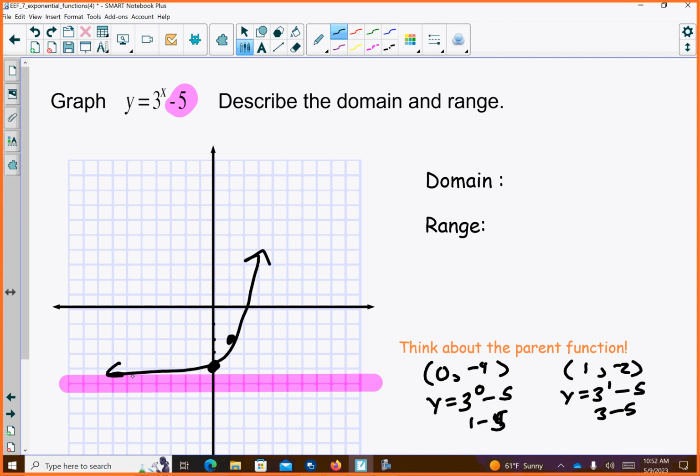Growth or decay? Okay. As I go to the right, is it going to the... Grow. This is growth. Domain. All real numbers. Range. You got this, Nuri. -5 to infinity. Yeah, baby. There you go. Dude, proud of you.